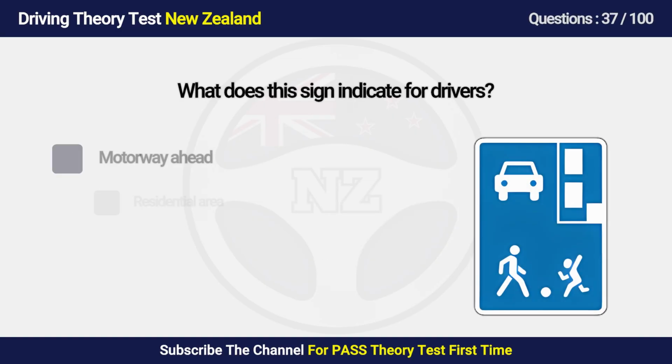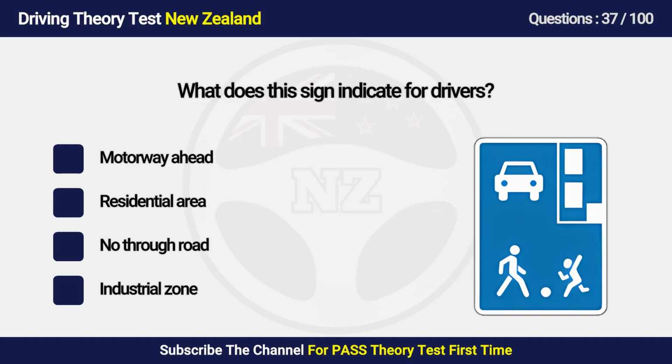Question 37. What does this sign indicate for drivers? A. Motorway ahead. B. Residential area. C. No through road. D. Industrial zone.